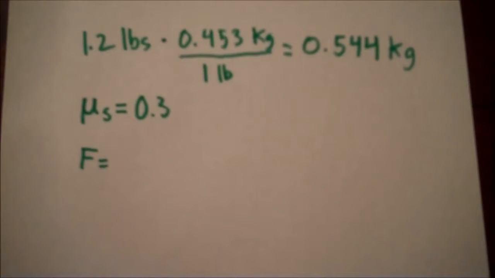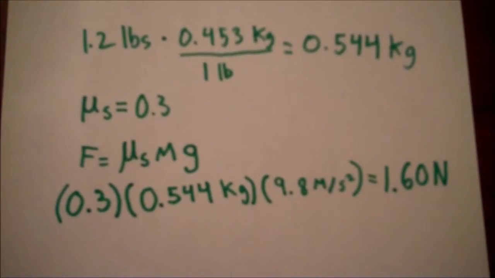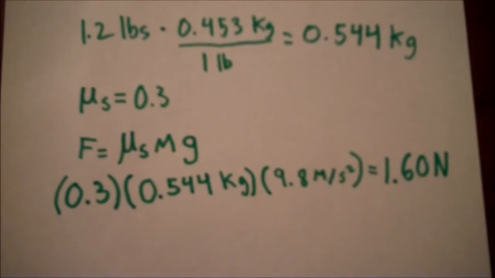We use this formula derived from Newton's second law, which states that the minimum force needed is equal to the static friction coefficient times the mass of the book times gravity. Using these values in this equation, we can see that the minimum amount of force needed to move the book is 1.60 newtons. So now you know how to do a simple problem involving static friction.